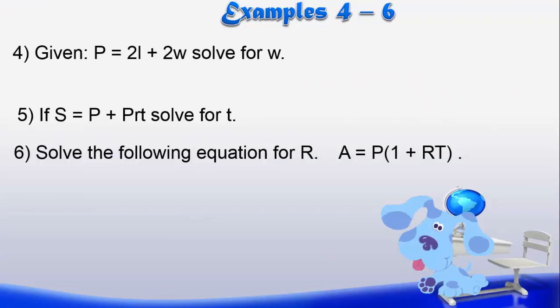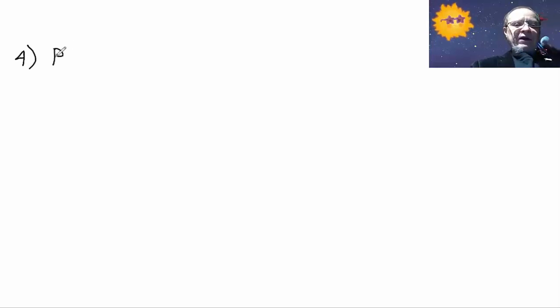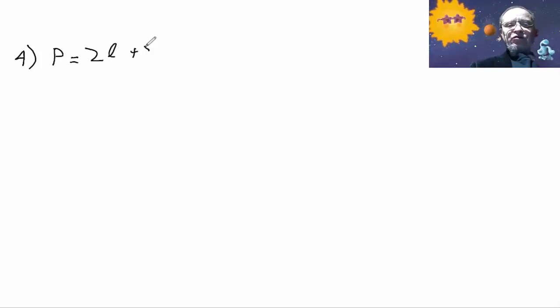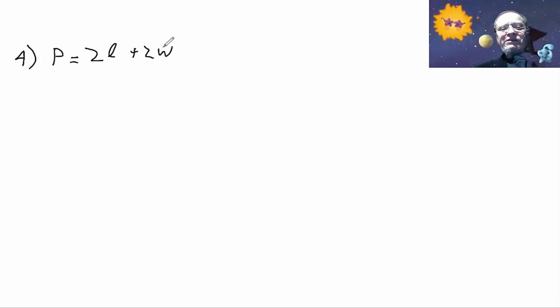In example number 4, we're given P is equal to 2L plus 2W, and we're asked to solve for W. So let us go over to the whiteboard and work this one out. In example 4, we have P is equal to 2L plus 2W. And this is the formula for the perimeter of a rectangle.